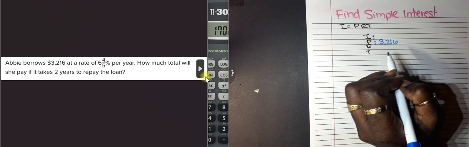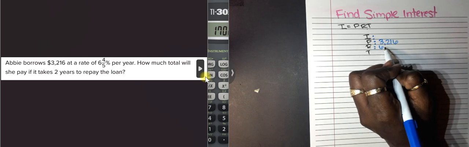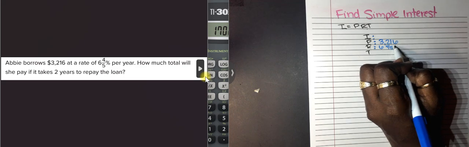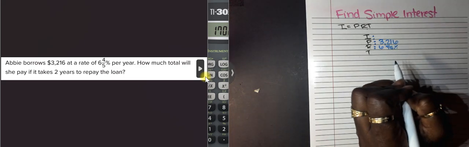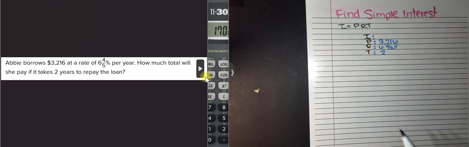We also have her interest rate, which is 6 and 4/5%. And then it's going to take her 2 years to pay the loan. Notice that the rate is 6 and 4/5 percent per year. So that means a cycle is 1 year and it's taking her 2 years. So that is two full cycles that she's going to pay interest on.